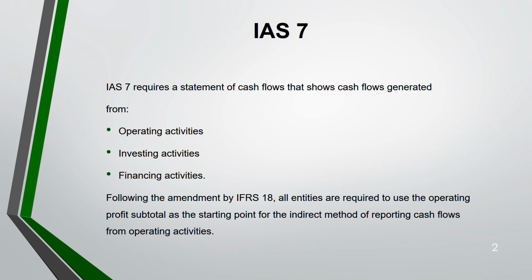Following the amendment by IFRS 18, all entities are required to use the operating profit subtotal as the starting point for the indirect method of reporting cash flow from operating activity. You have to start your cash flow with this. Your new subtotal will be the operating profit.